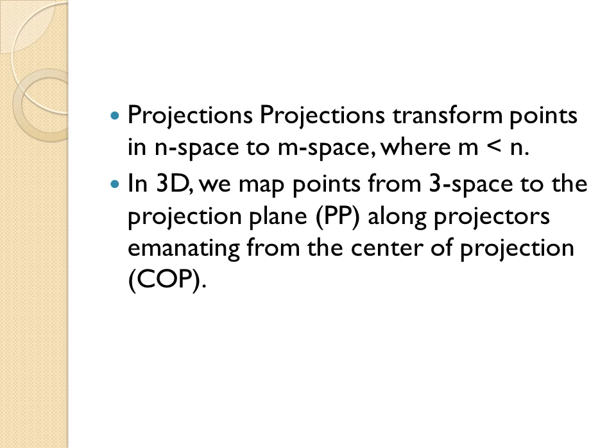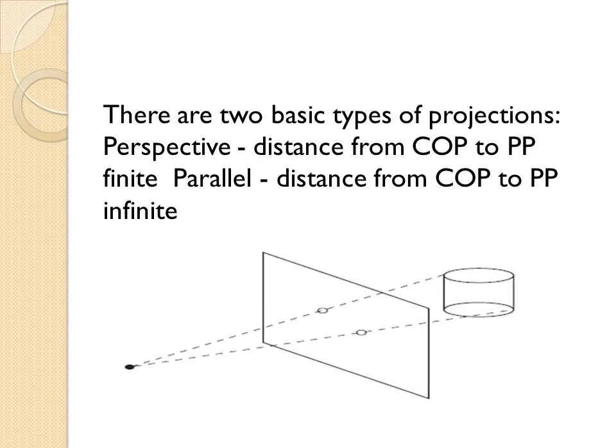What does it mean? Projection transforms a point in 3D space to 2D space. Here m is less than n. In 3D, we map points from 3D space to the projection plane along projectors. One is perspective projection, another one is parallel.